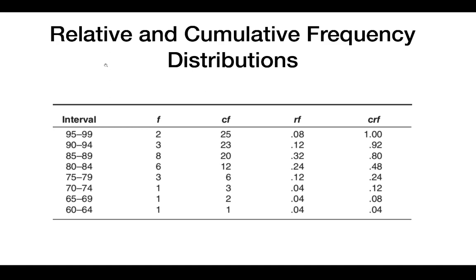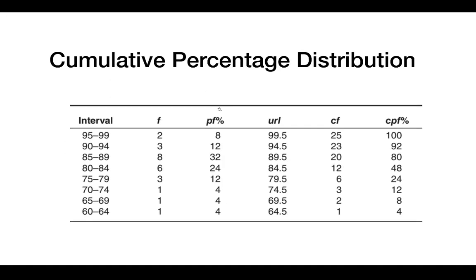And we are also reminded of the cumulative relative frequency, wherein we just have to check on the lowest class interval, and then we add the relative frequency from the higher class interval, and that's how we get our cumulative relative frequency. So let's go now to our cumulative percentage distribution.